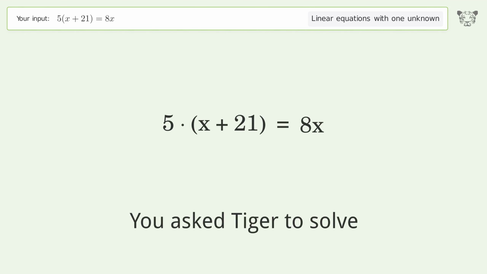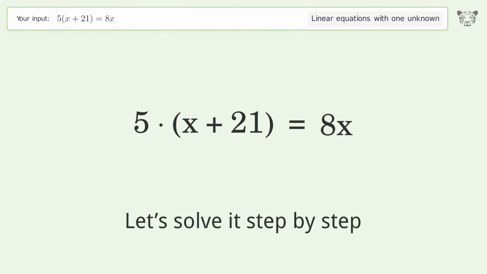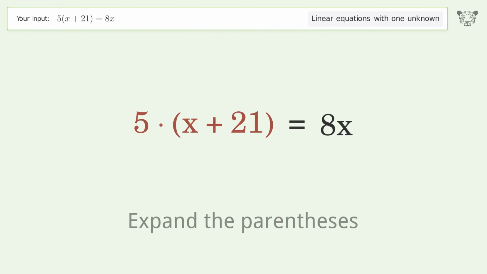You ask Tiger to solve. This deals with linear equations with one unknown. The final result is x equals 35. Let's solve it step by step. Simplify the expression. Expand the parentheses.